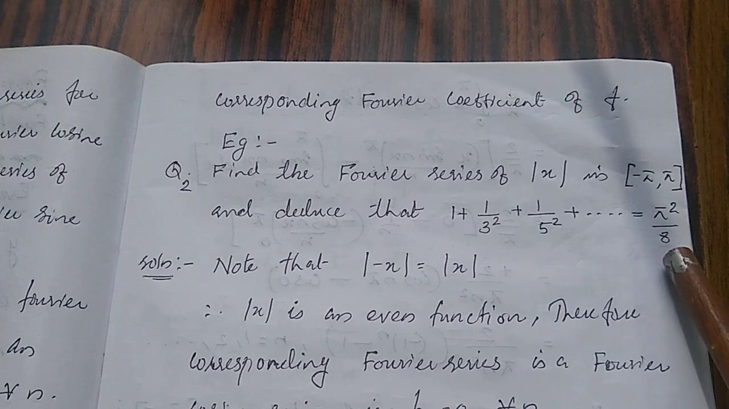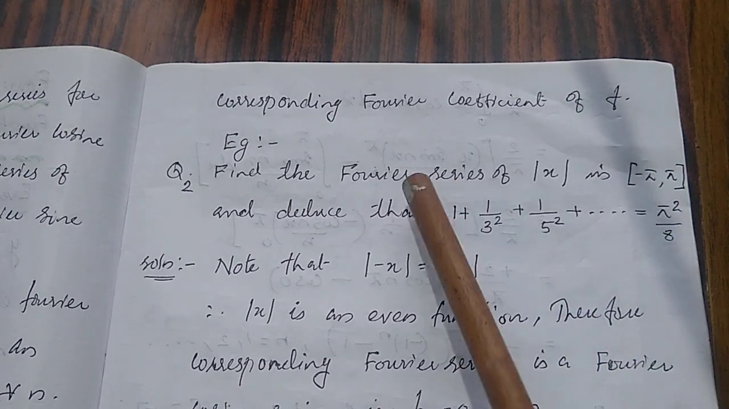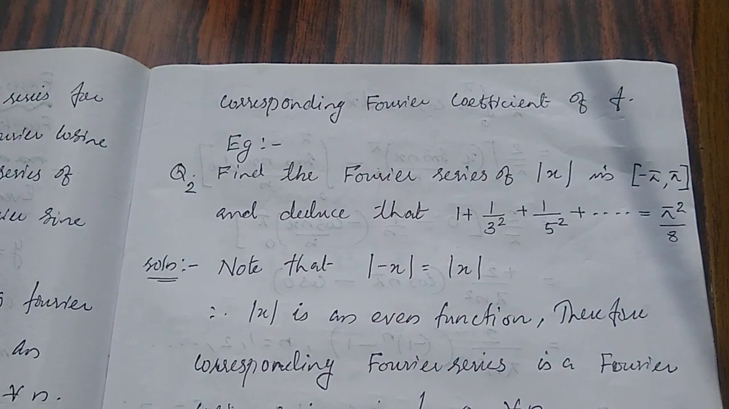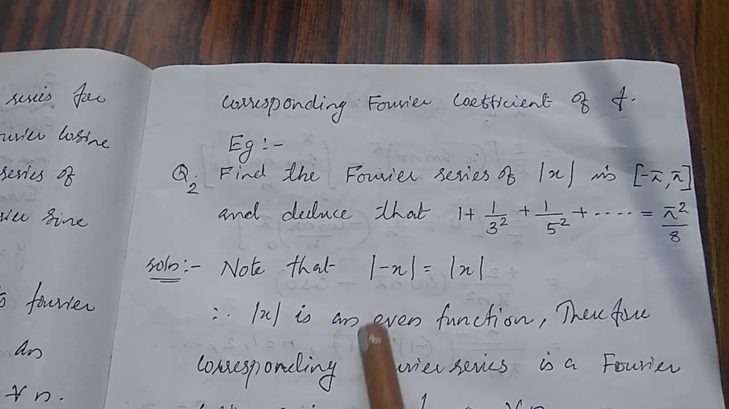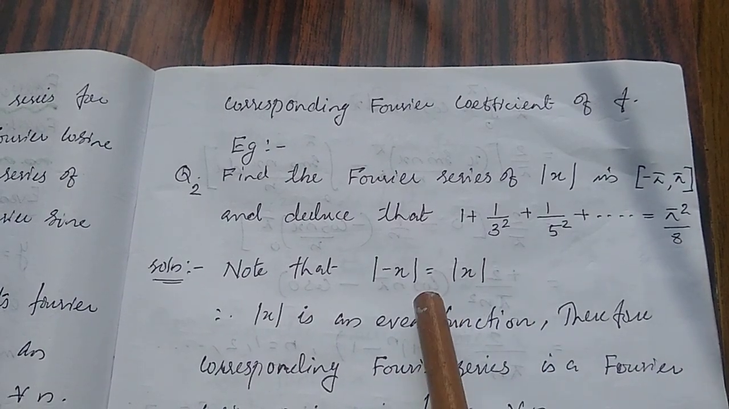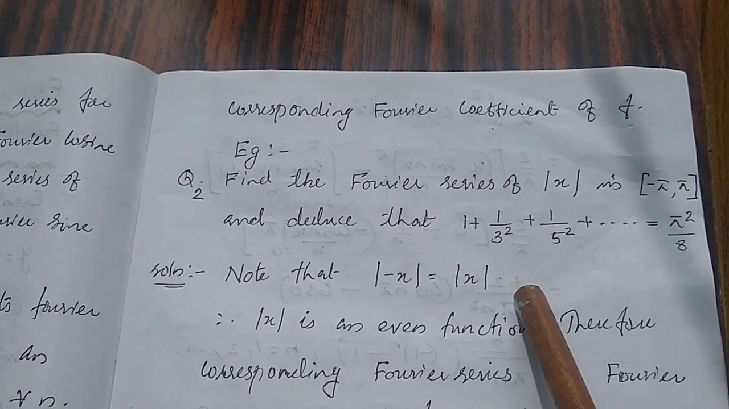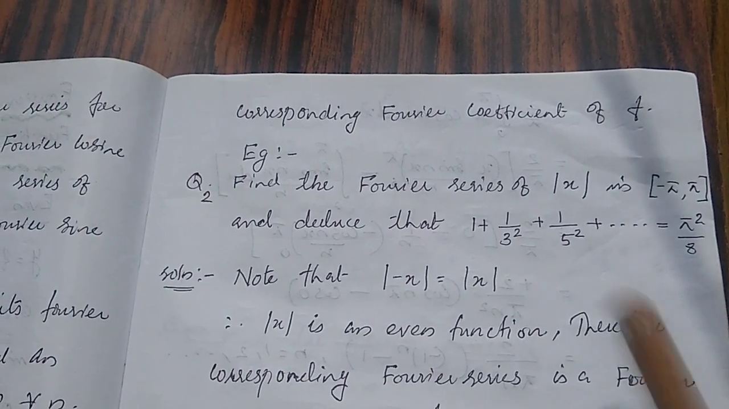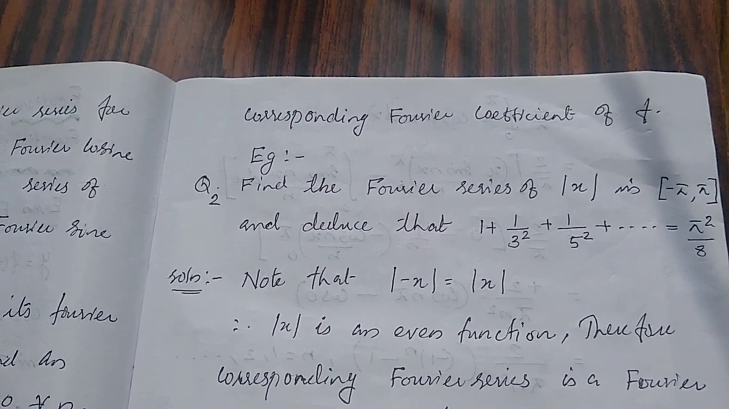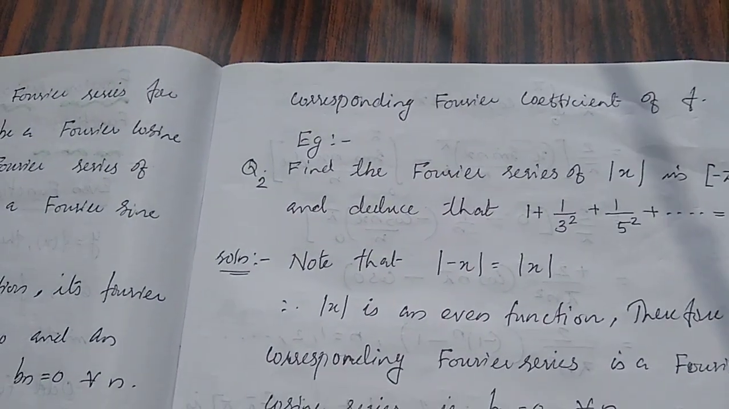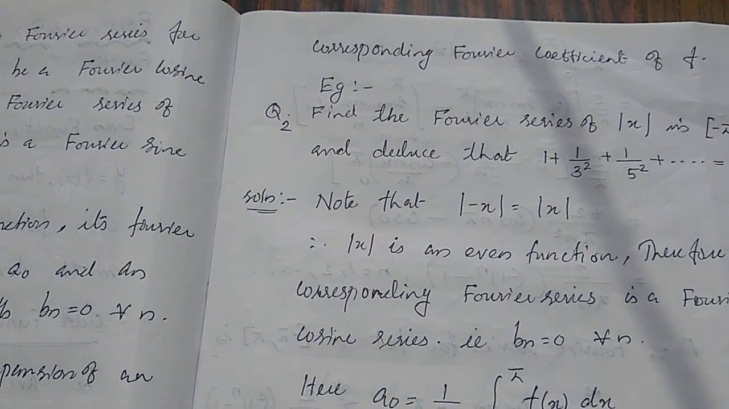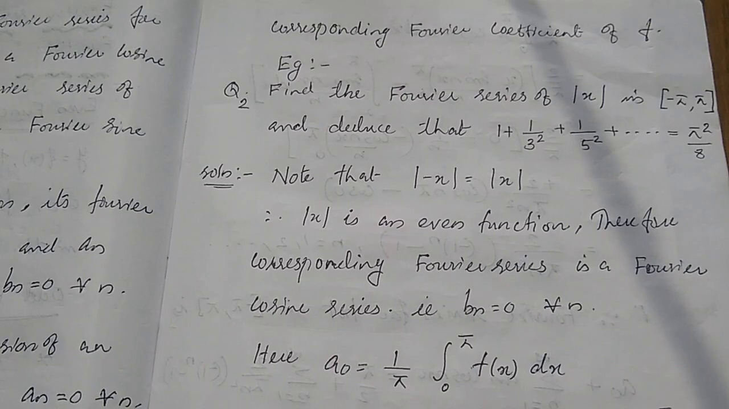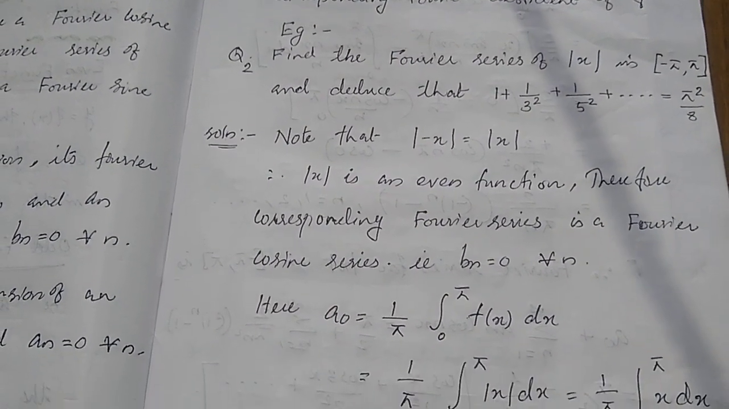So the first part we should do is find the Fourier series of mod x. First of all, note that mod of minus x is equal to mod x. So mod x is an even function. Therefore, the corresponding Fourier series will contain the cosine series. That is, the a0 term and an terms should be there, but no bn terms. So bn is equal to 0 for every n.